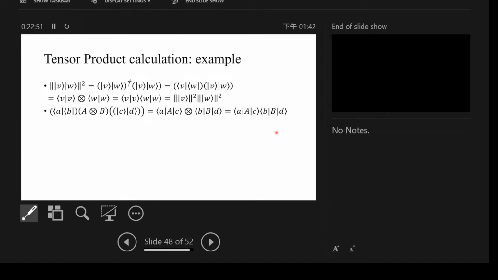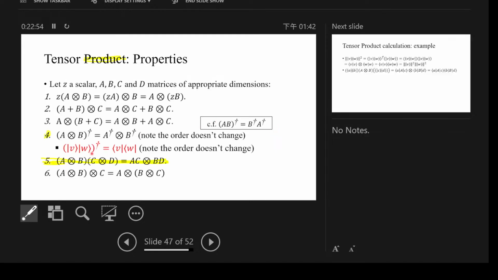Okay, so hopefully this makes sense now. So you have two vectors tensored together. You take the dual, then the ordering of the two vectors doesn't change. And then lastly, we have this property of tensor product that says that it's associative. So you can have two matrices tensored together, and tensor a certain matrix, which will be the same as tensoring these two matrices first, and then tensoring the first matrix.